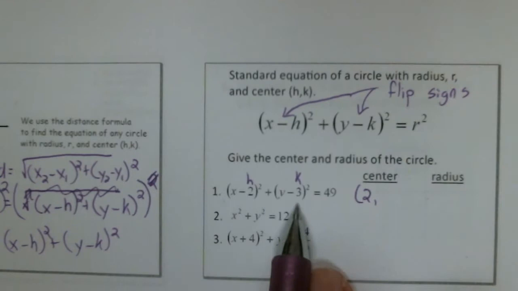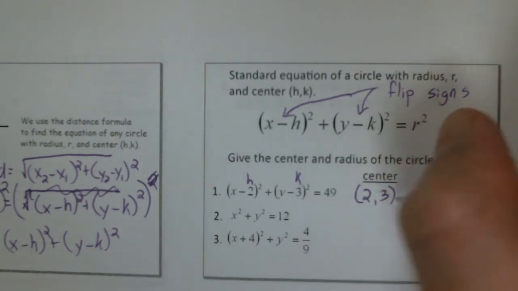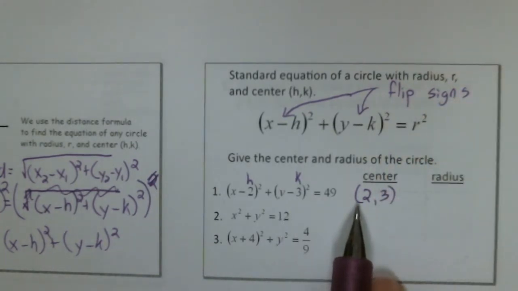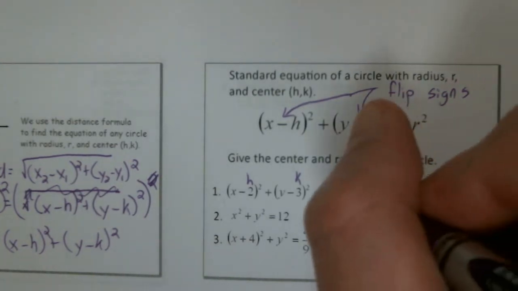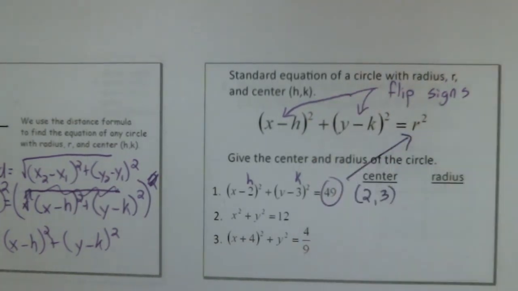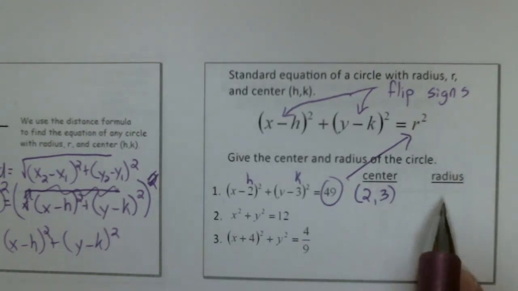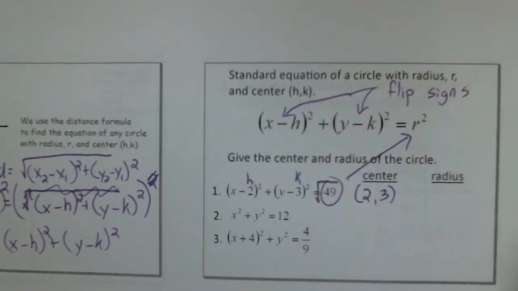So my center is 2 comma 3. Simple as that. I want the radius. Well, this is r squared. This 49 represents r squared. I don't want r squared, I want the radius. So I'm going to have to take the square root of 49, which is 7.